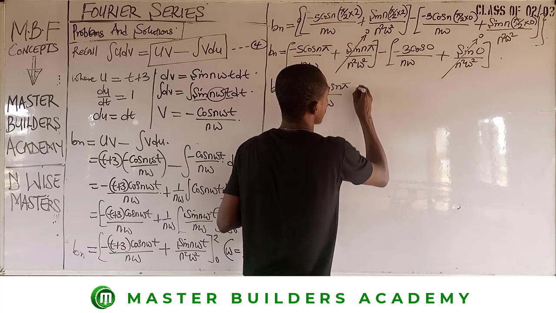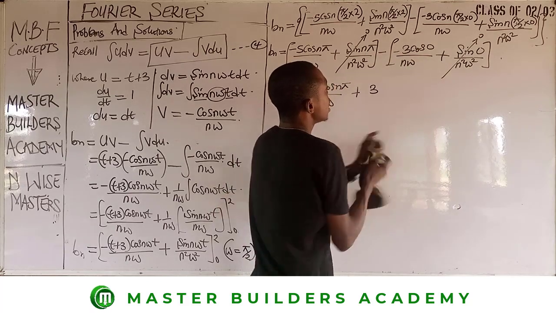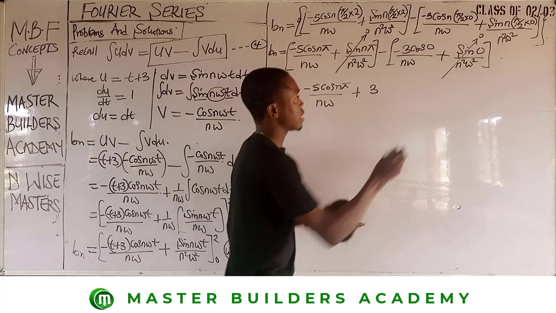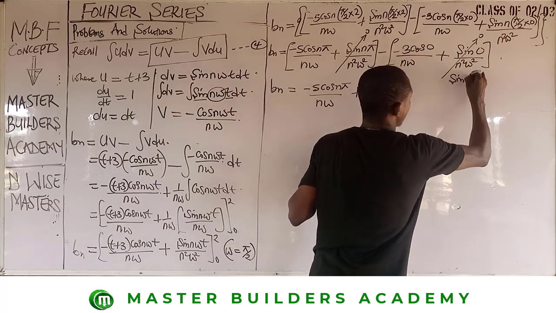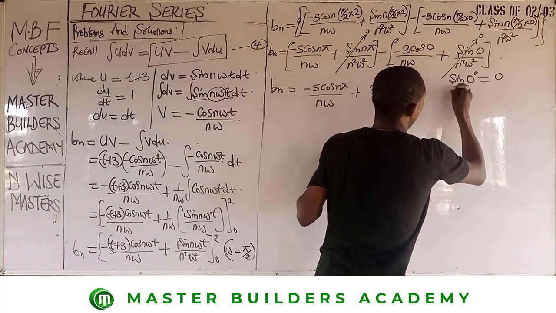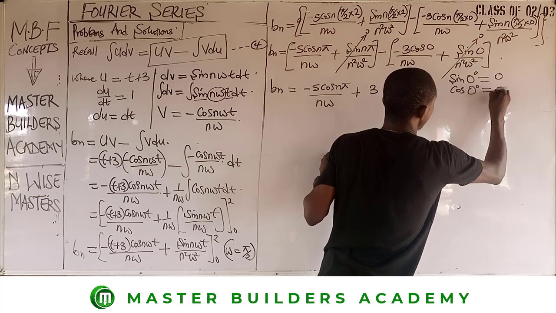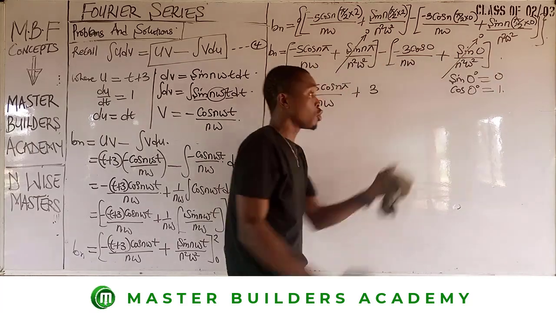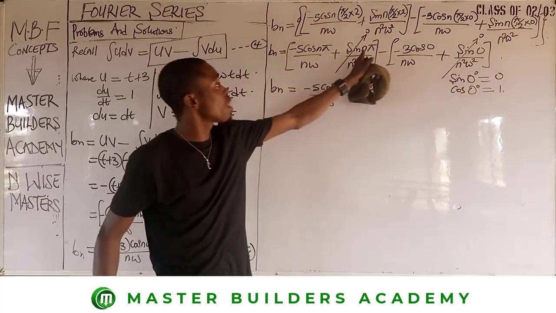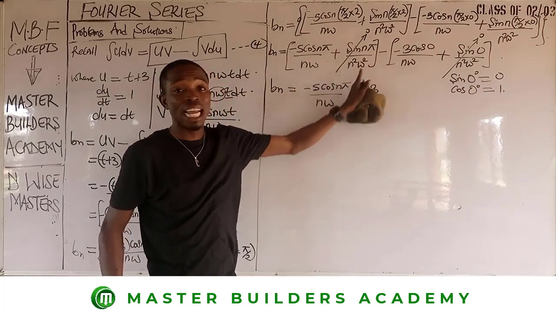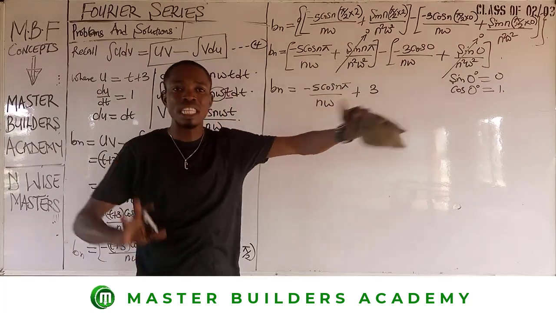Minus times minus, we turn this to plus 3. Remember that cos 0 is 1. Sine 0 degree is 0. Cos 0 degrees is 1. So 0 divided by anything is 0. That's why this ratio is 0. The same way here, this is 0. 0 divided by anything is 0. So we just ignore it in one step.